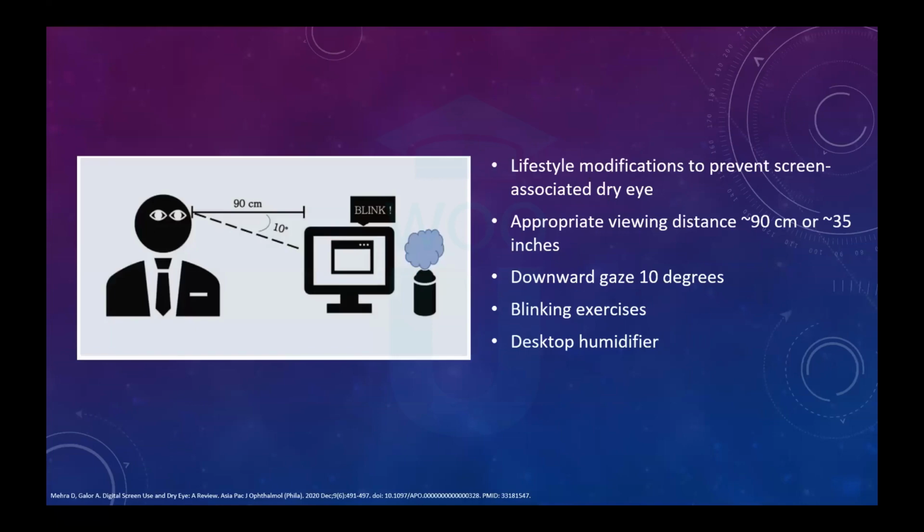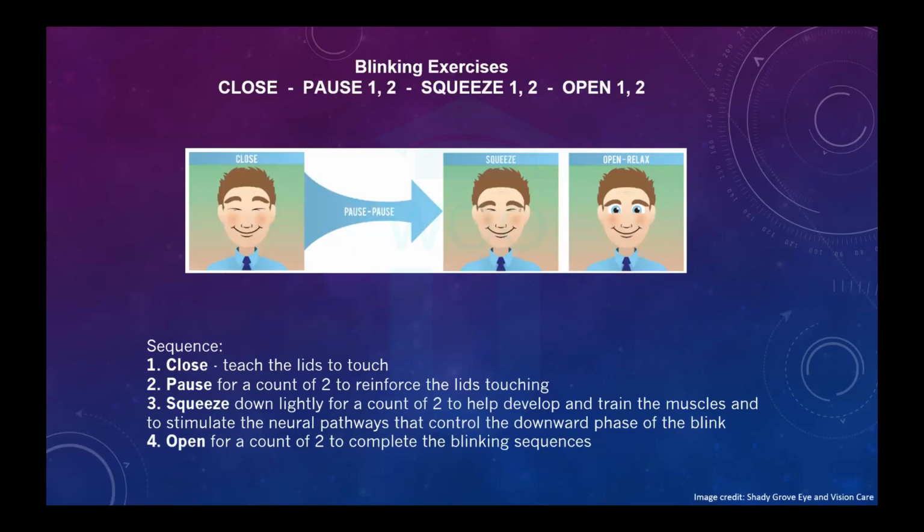Now this is going over viewing distances when we're on computers. We do want to look down a bit, about 35 inches or 90 centimeters, with a downward gaze of 10 degrees. We can educate our patients about blinking exercises, so actually blinking the eyes when we're on digital devices. There are apps for that. Some patients like a sticky note, whatever it might be, and adding in a humidifier, which I'll share with you.